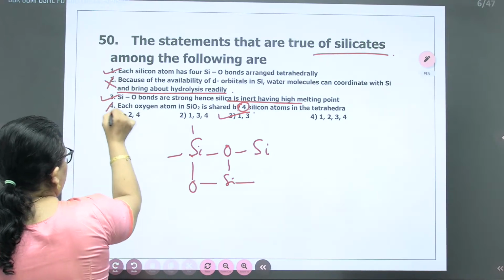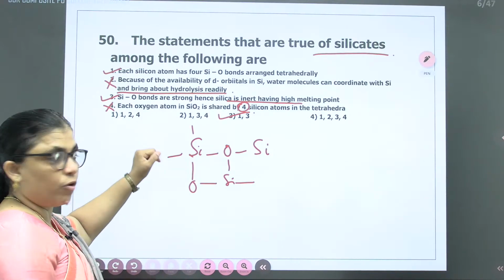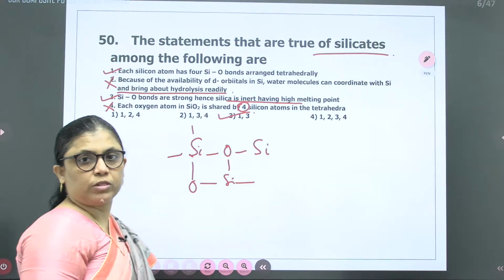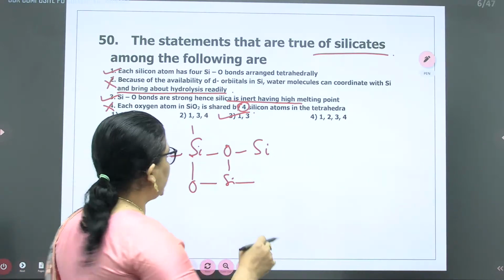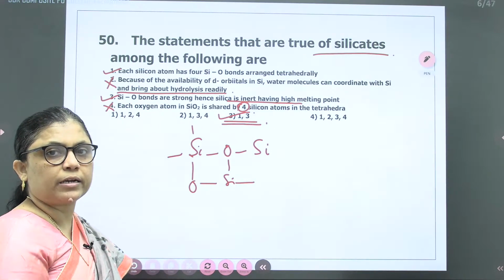These 2 statements are wrong. So the options may be 1, 2, 4, or 1, 3, 4, or 1, 3, or all of 1, 2, 3, 4. Hence, the correct answer is what, children? 1 and 3 are the correct answer.